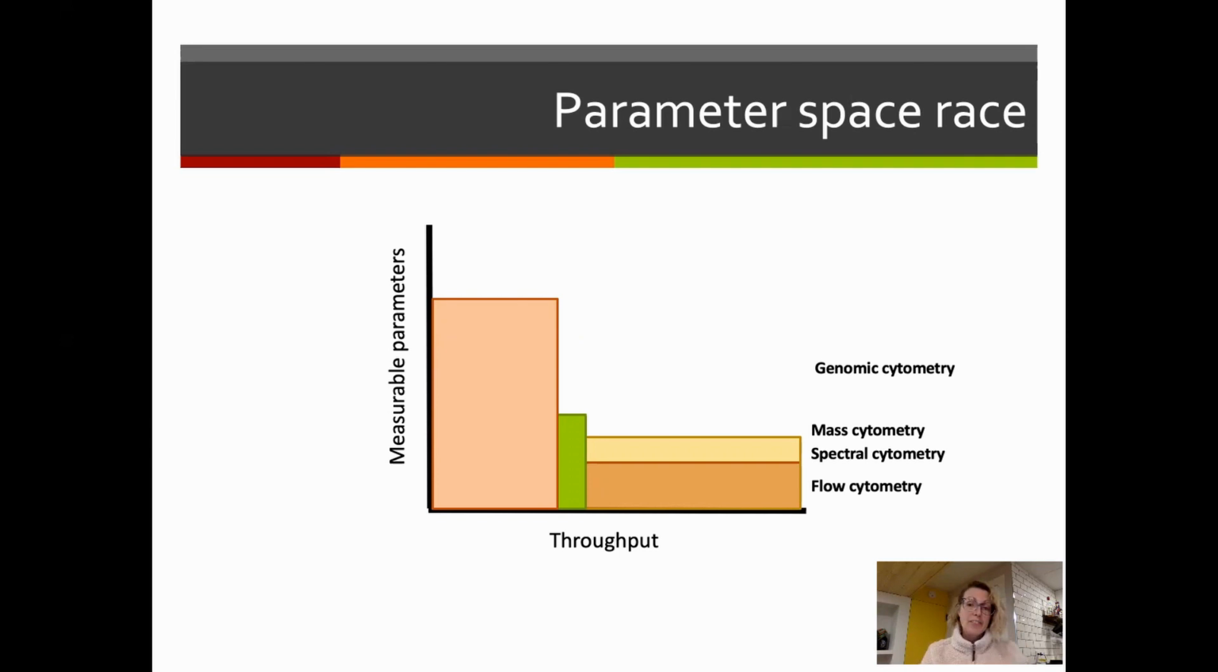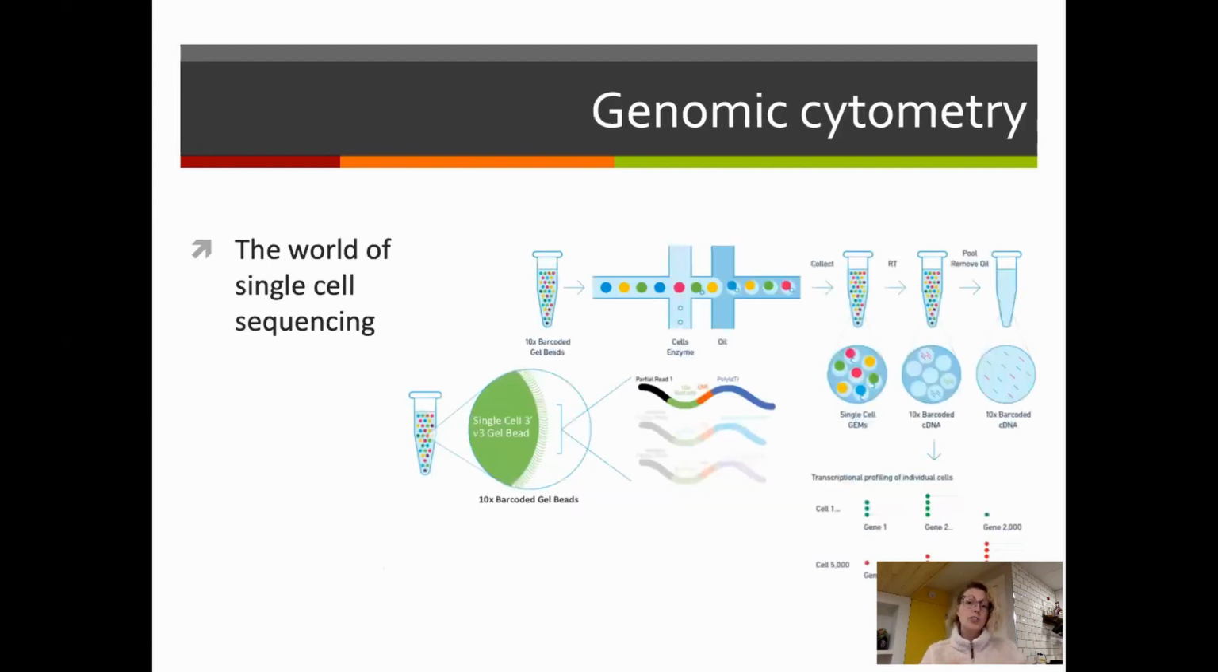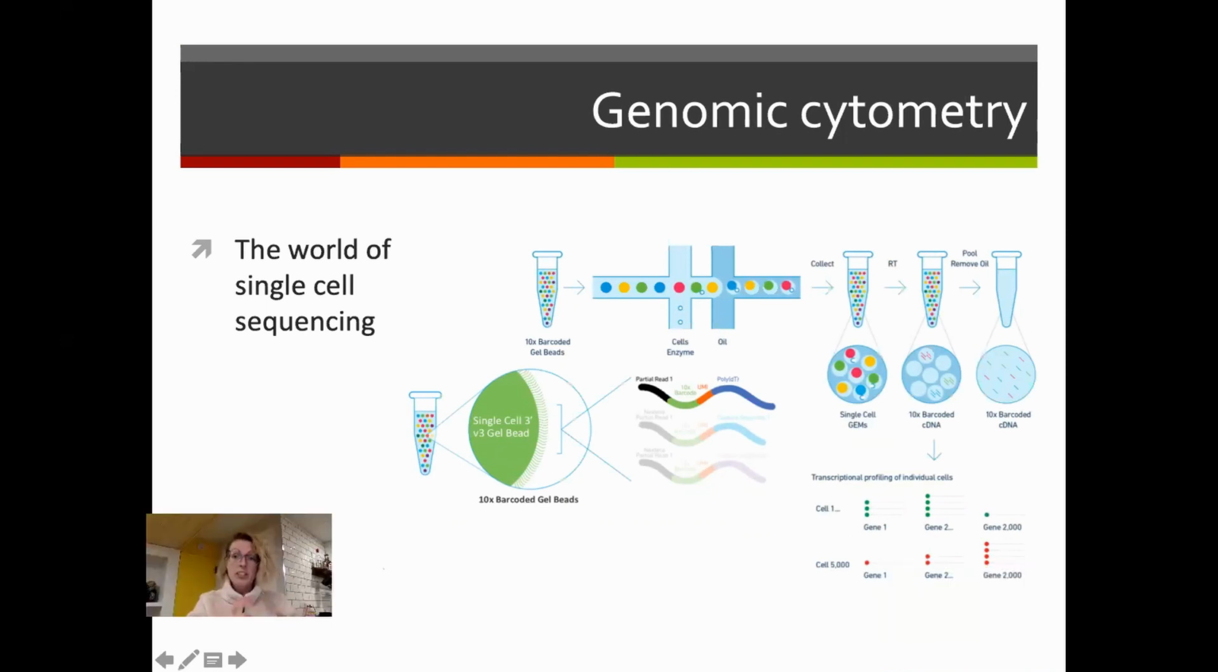So next up, we have genomic cytometry. We talked a little bit about this at the start, but I thought I'd loop back and bring it back in here. Genomic cytometry is really the world of single cell sequencing. In our facility, we run the 10x Genomics instrument, so I thought I'd give a little overview of how that works. We have a series of barcoded beads. Each of these barcodes will be used to identify a single cell. The barcode is specific to a cell, and eventually you only have one cell associated with a bead.